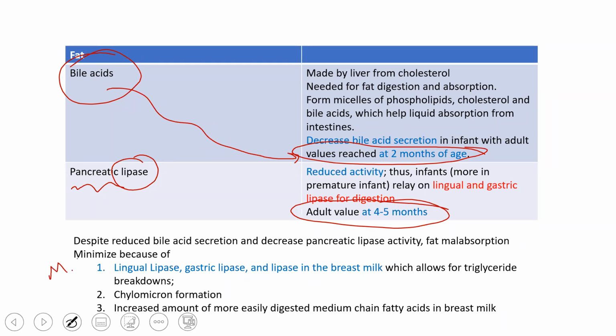Okay, so that's the MCQ board question here. The board explained what happened with the baby, and then they asked about the lingual lipase enzyme specifically. Easily the chylomicron formation, and also babies easily have the ability to absorb medium chain fatty acid in the breast milk. We said the breast milk also has medium chain fatty acid.